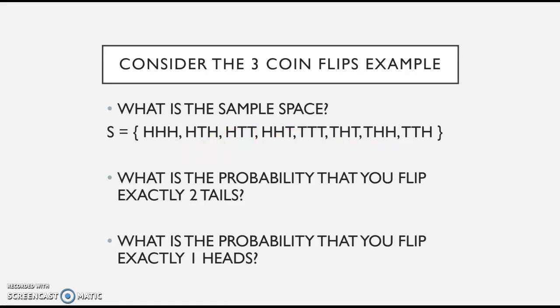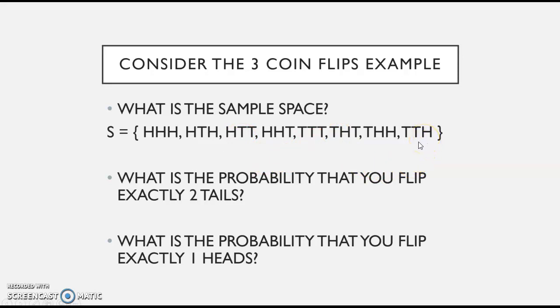So the probability that you flip exactly 2 tails, when we come down this list, here's 1, and 2, and 3. So that would be 3 out of 8. And what's the probability you get exactly 1 heads? So this would be this one here, this one here, 2, and 3. So that would be 3 out of 8 as well.